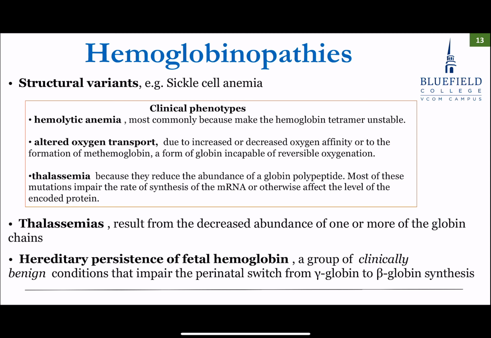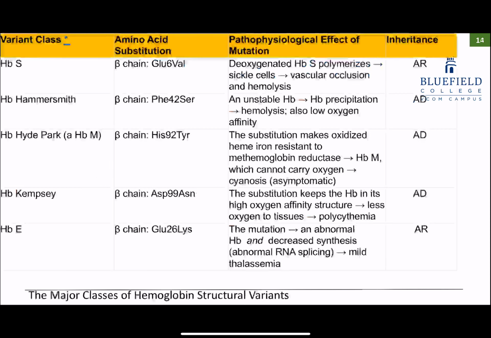So here you have major classes of hemoglobin structural variants. So you have variant class with their specific names, associated amino acid substitution. By definition, these structural changes are due to mutations that change amino acid sequence. And then you have the clinical effects of mutations and inheritance pattern, where AR corresponds to autosomal recessive and AD is autosomal dominant.